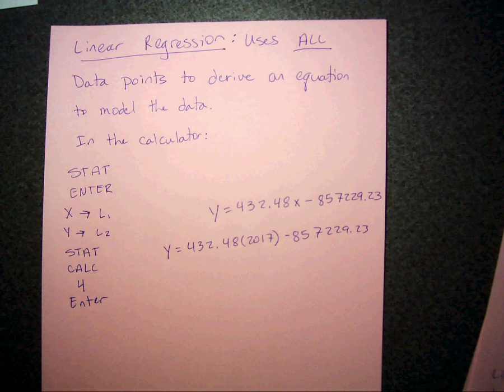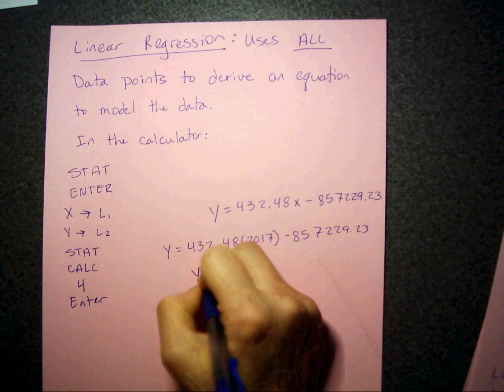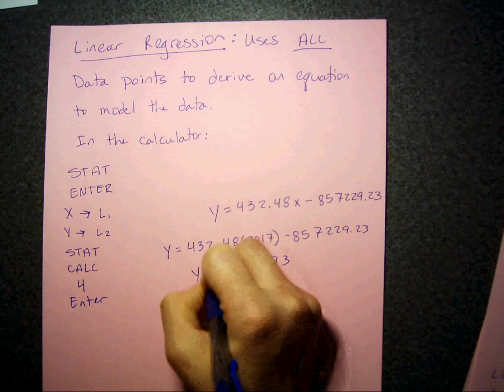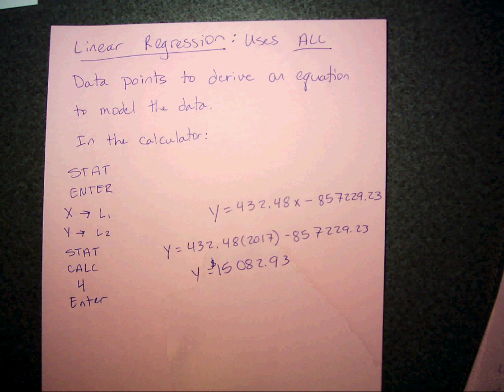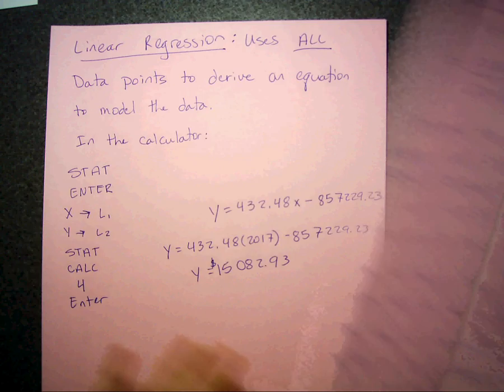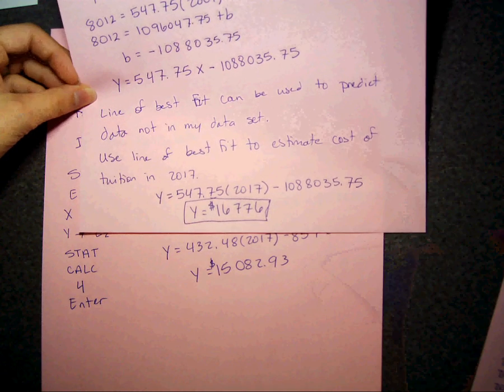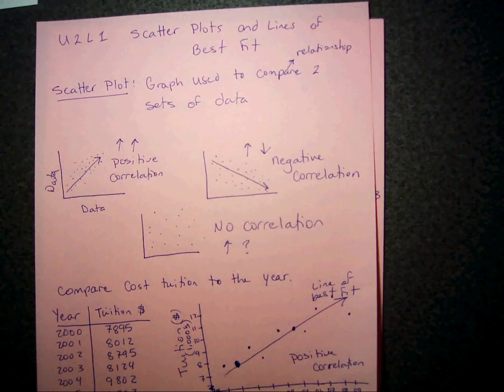And I get y equals 15,082.93. And you recall when we did it with our line of best fit, we got 16,776. And so I want to come over here and look. If I plotted these two values, so in 2017, you picture this line.